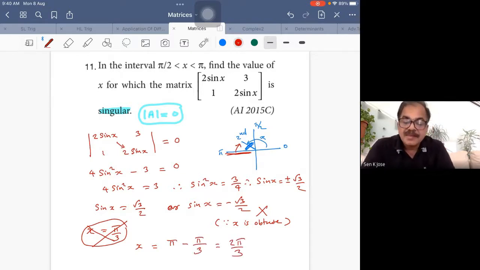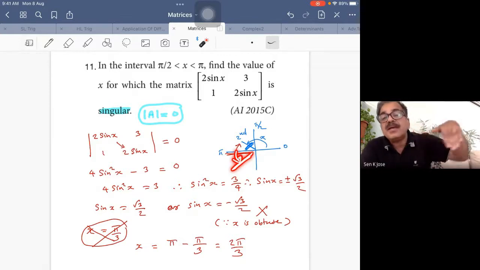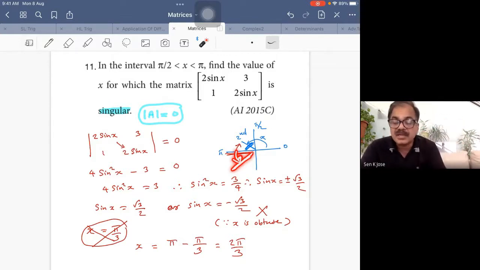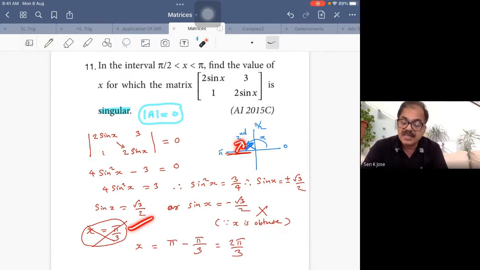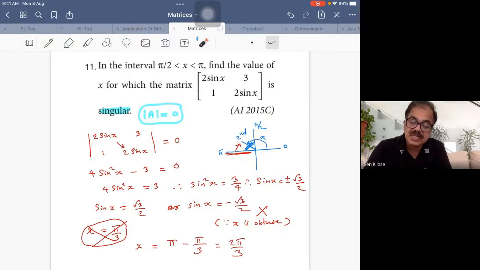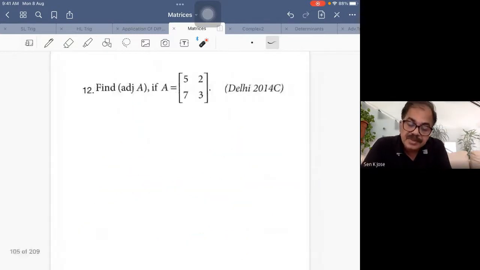In case I wanted to push this angle to the third quadrant, the method would have been pi plus: you add to pi to go to the third quadrant. But here I wanted to go back to the second quadrant, so pi minus pi by 3, which is 2 pi by 3, is the answer. Okay, bit tricky.